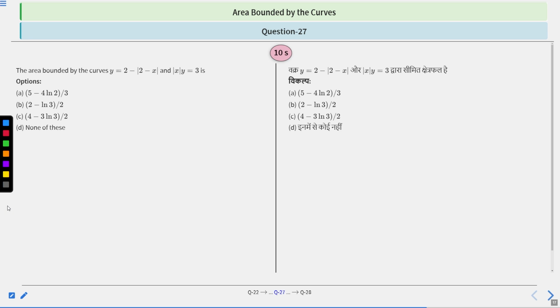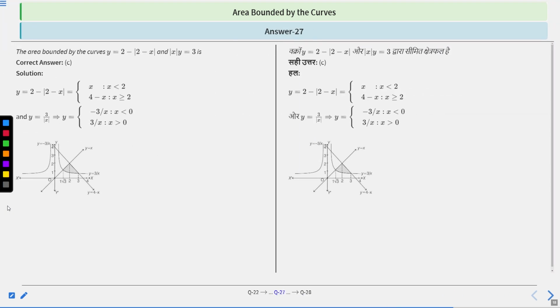So in which way can you try to solve this question? You have 10 seconds to solve this question. After 10 seconds, we will discuss the solution. Okay, let's move to the solution part.